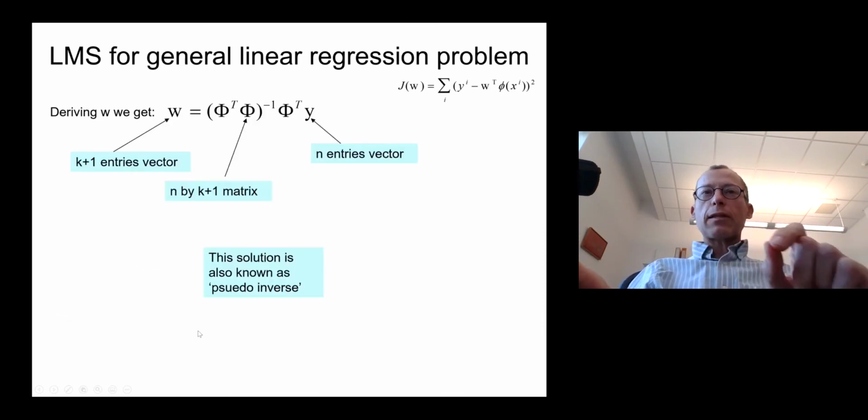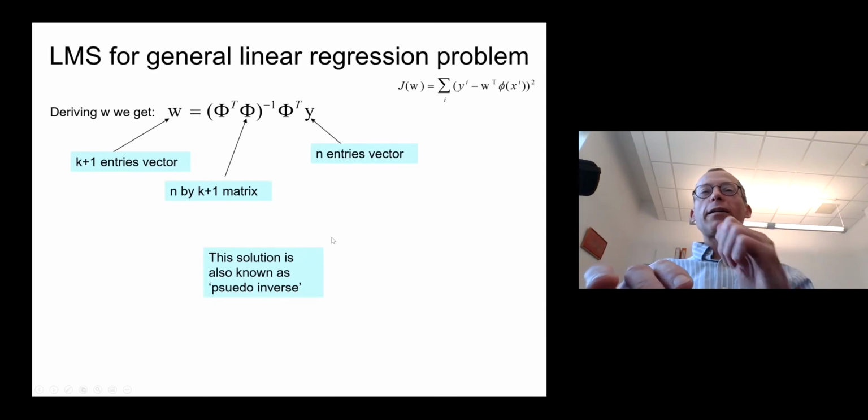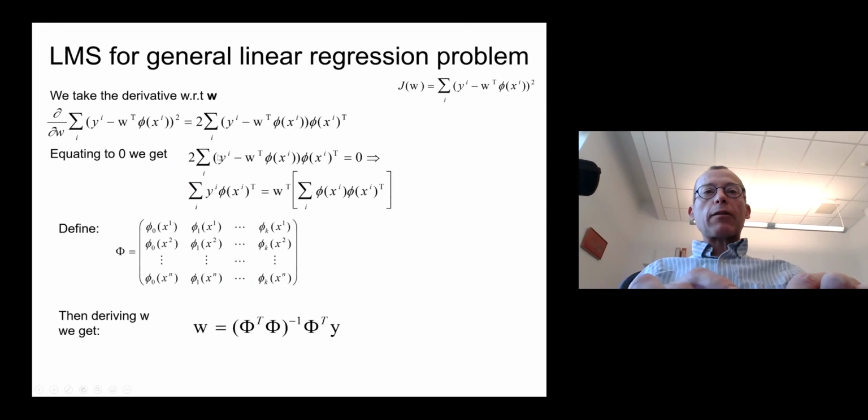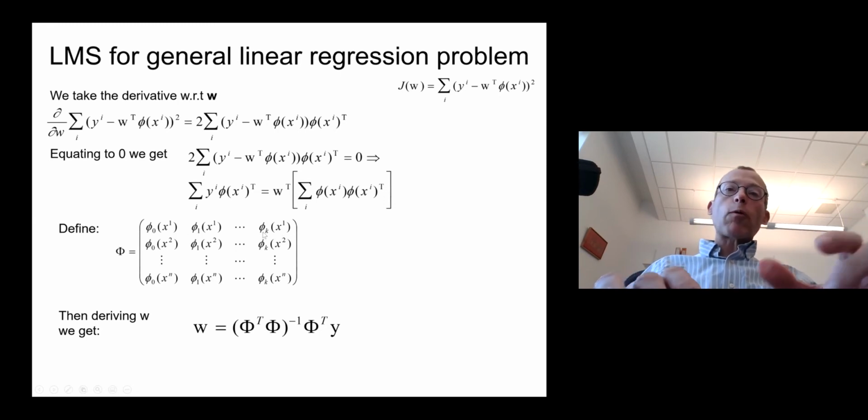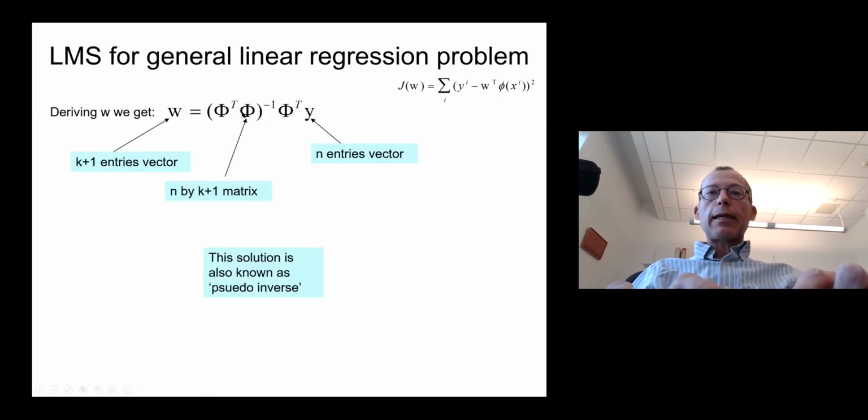So let me just explain in a bit to show you why this is indeed doable. First of all, we know that Phi is an n by k+1 matrix. If we look at Phi, we have n rows, which are the samples, and k plus 1 columns, which are the features. So this is n times k plus 1. This is k plus 1 by n, because it's the transpose. So this product is a k plus 1 by k plus 1 matrix.